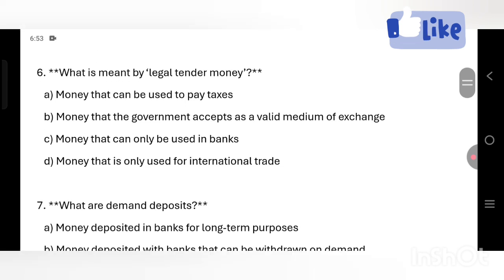Question number 6: what is meant by legal tender money? Option A, money that can be used to pay taxes. Option B, money that the government accepts as a valid medium of exchange. Option C, money that can only be used in banks. Option D, money that is only used for international trade. Correct answer is B, money that the government accepts as a valid medium of exchange.